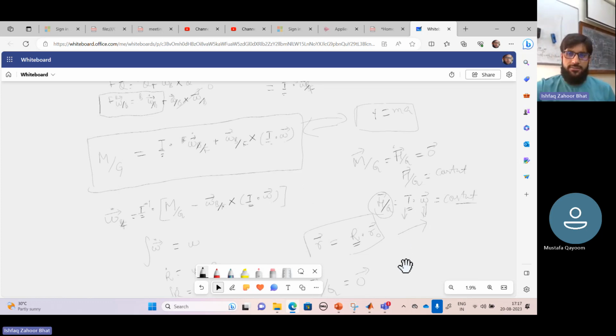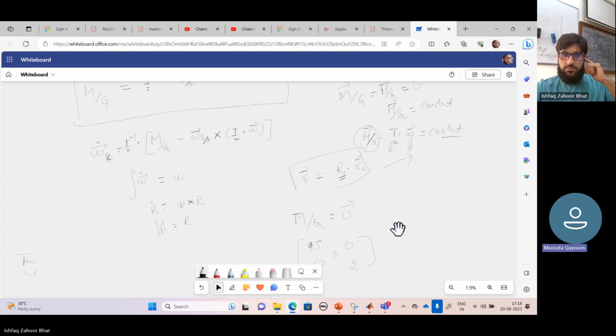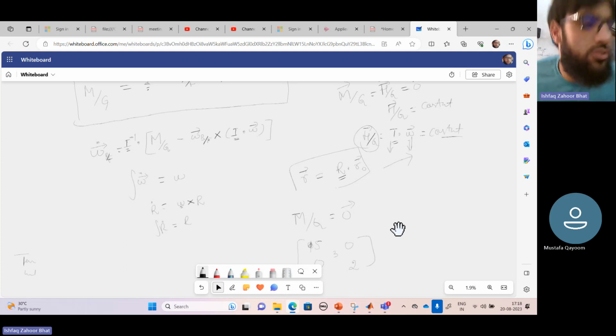Did you get it? Yes, sir. The omega vector can change with zero torque, but the angular momentum vector can't change. It can't change its direction, and it can't change its magnitude. Both of these are conserved during zero torque.